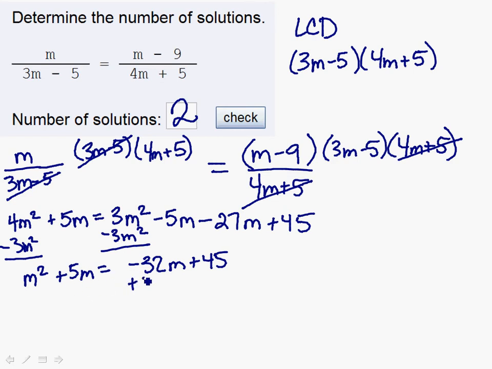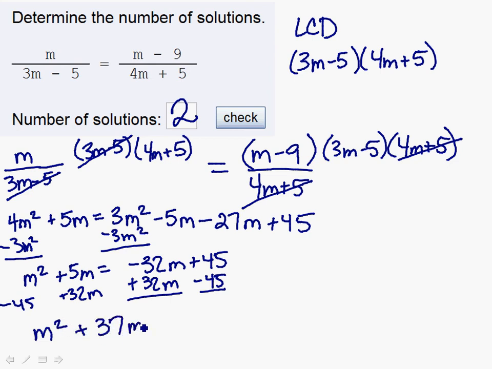So I'm going to add 32m to both sides, and I'm also going to subtract 45. So on this side I have m squared plus 37m minus 45 equals 0. Because I have m squared, or a quadratic polynomial, I'm going to have two solutions.